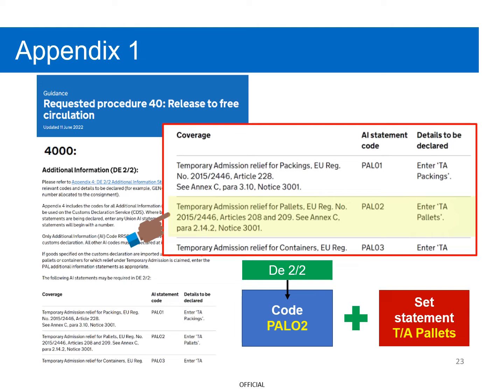Hallie sees the note stating that if the goods are being imported using non-EU pallets, whilst relief under temporary admission is claimed. As this is the case for her scenario, she will need to enter PAL02 along with TA pallets in data element 22.